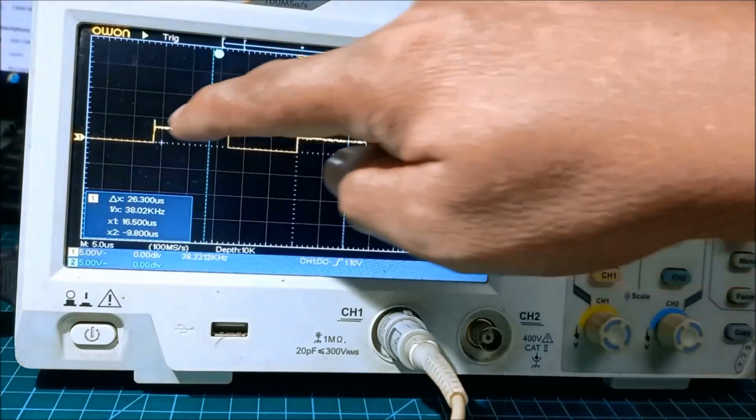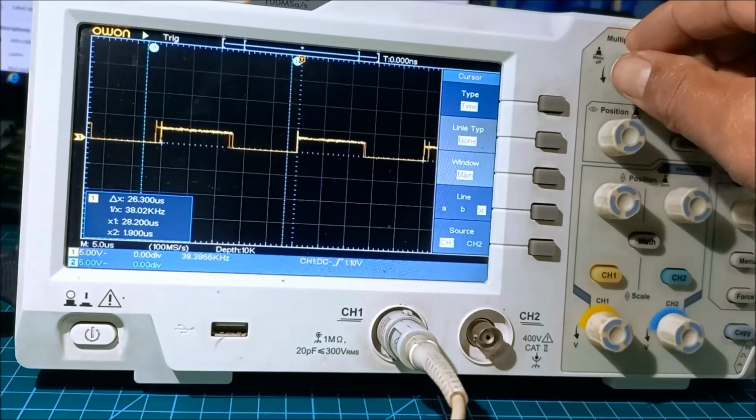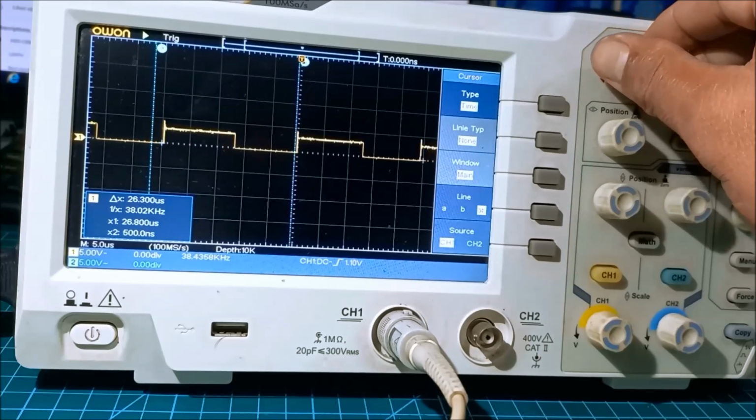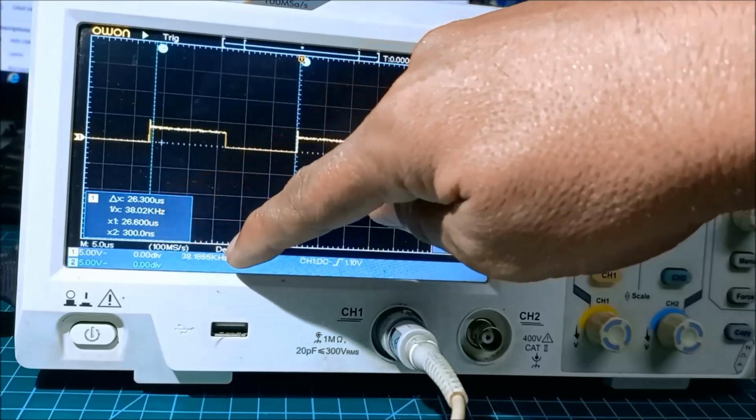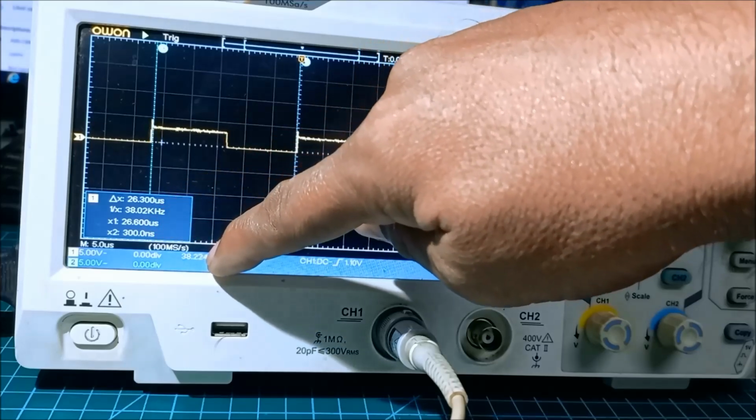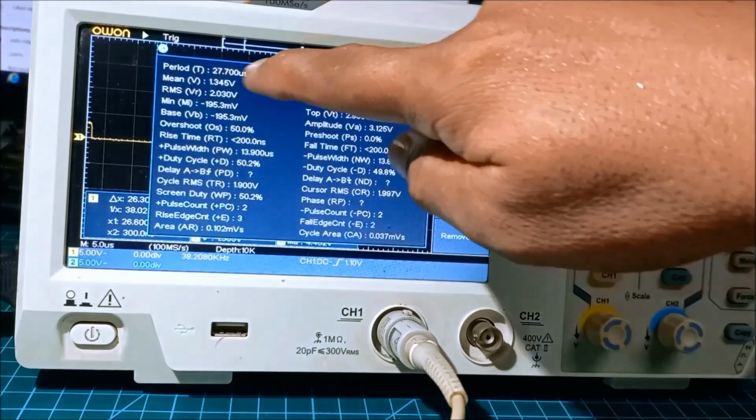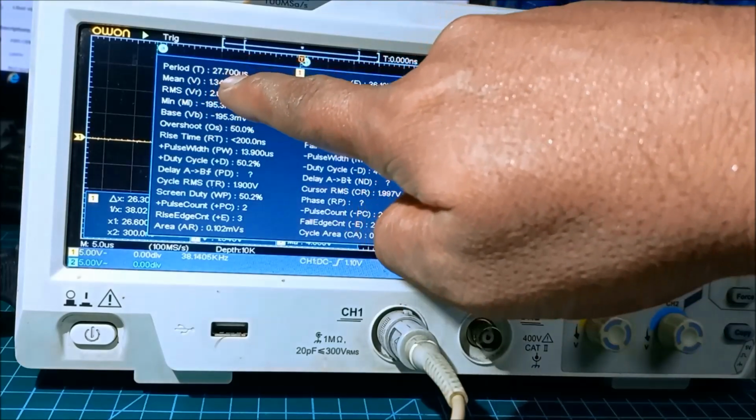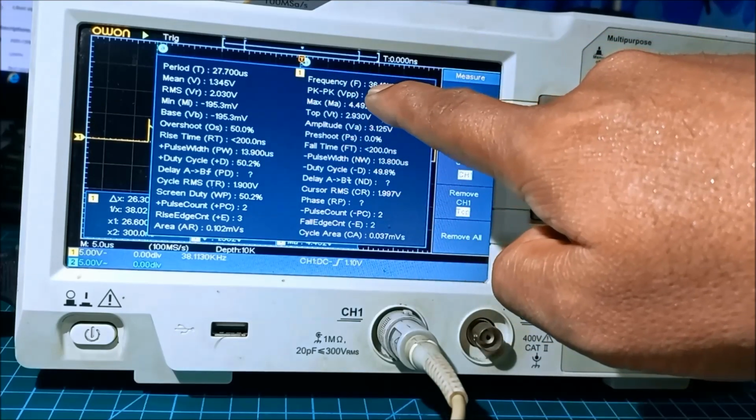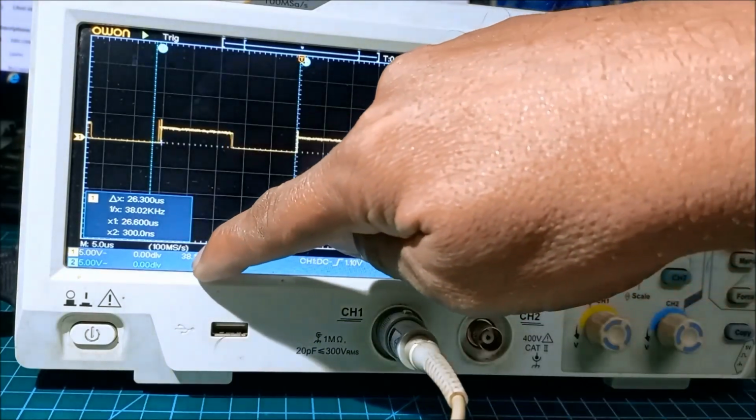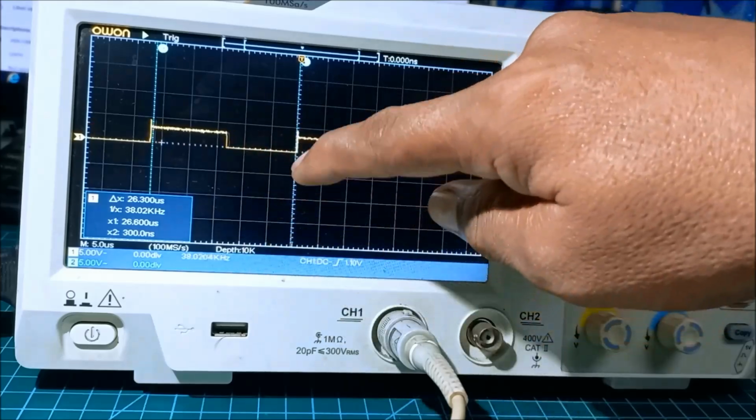We can see that by using the XY coordinates. So this is 38 kilohertz, 38.2050, with a period of 27.7 microseconds. We have a frequency of, it seems, 36 only. But here we have 38. So this is the 38 kilohertz.